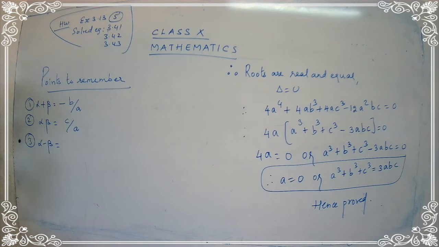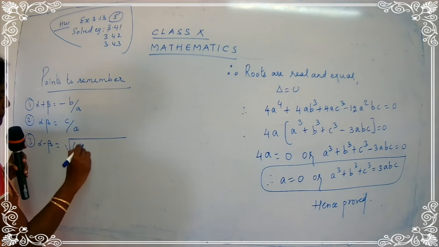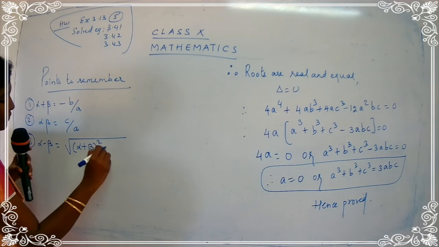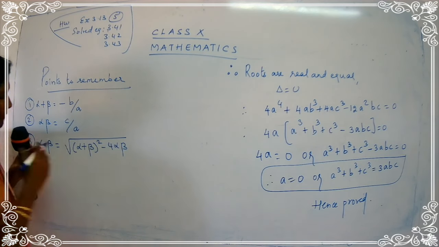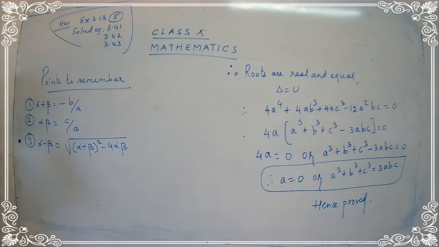How to find alpha minus beta? Square root of alpha plus beta the whole square minus 4 alpha beta. Write down the formula: alpha minus beta is equal to square root of alpha plus beta the whole square minus 4 alpha beta. Have it taken down? Okay, let's go for the next one.